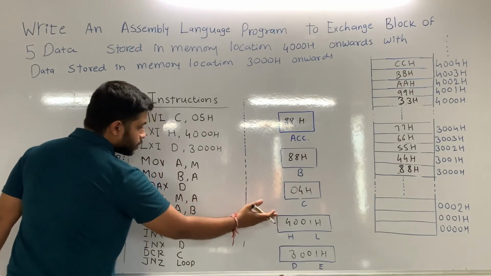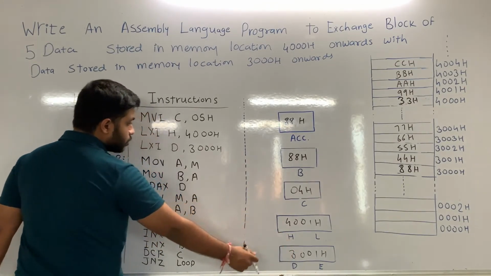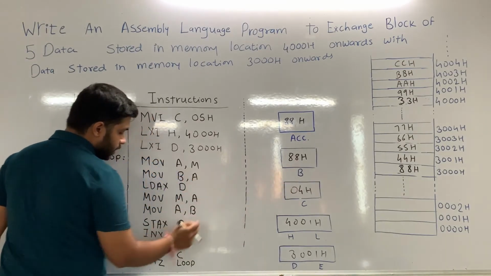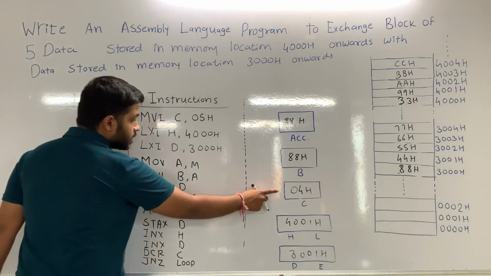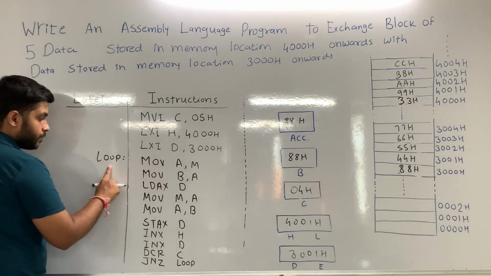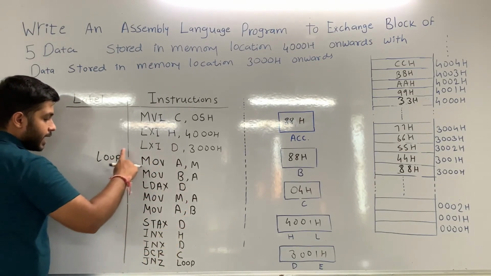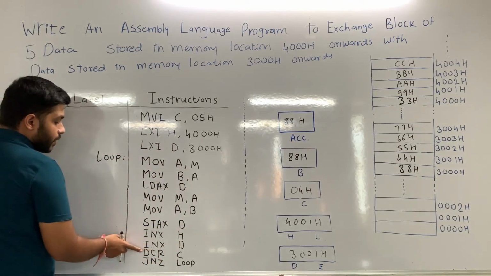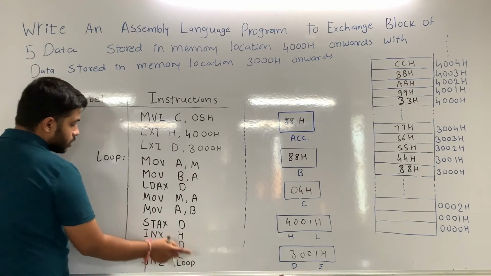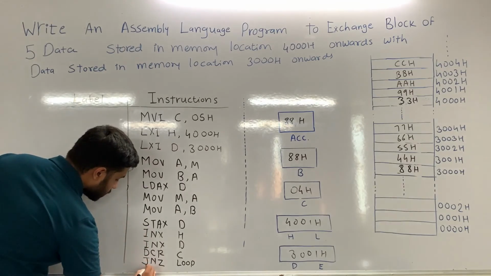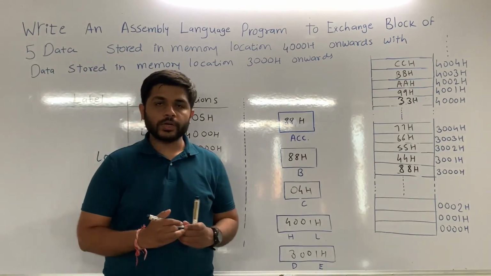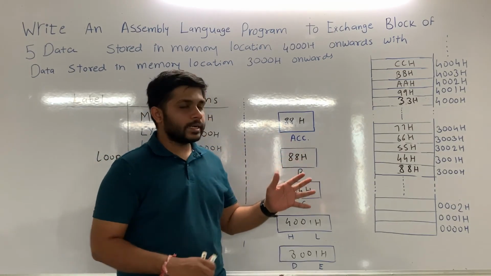So it will become 4002, then it will become 3002. Again the value of the register C will be decremented, so it will become 3, and again the value of C is not 0. So again the whole program will jump to loop. This whole loop will be executed until the value of C becomes 0. As soon as the value of C becomes 0, the program will not jump to loop, and we will use the instruction halt. It means stop the program. Okay, so this is how the exchange of the data is performed.